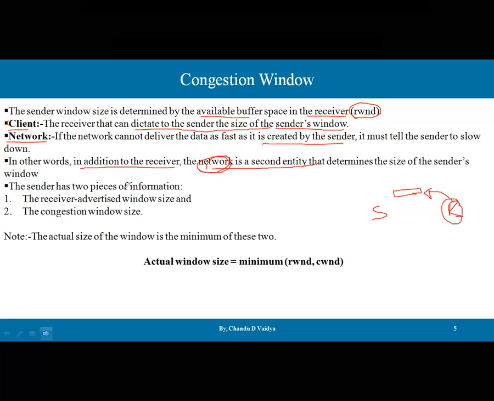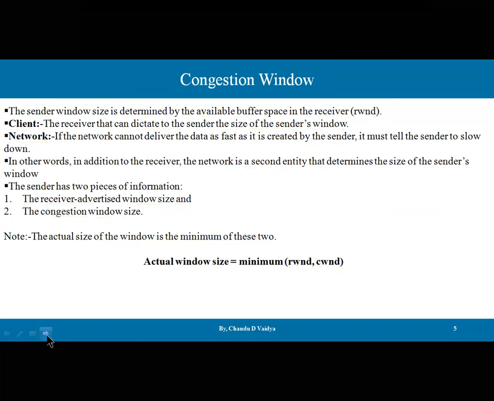The sender has two pieces of information. The first is the receiver advertised window size, and the second is the congestion window size. The actual size of the window is the minimum of these two. So the formula is: actual window size equals the minimum of the receiver window or the congestion window. Whichever is the minimum will be the actual size of the window. So this is the congestion window.